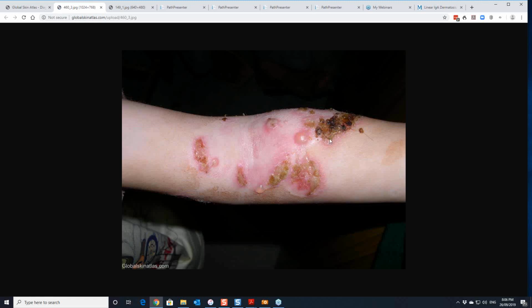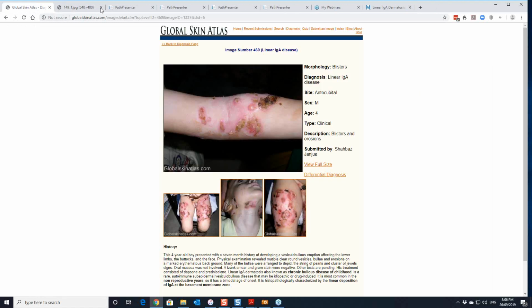Similar pattern here. Crusting, a bit of secondary infection there as well. Now, this was a 4-year-old boy, 7-month history of a vesicobullous eruption on the lower limbs, buttocks, and the face. Multiple clear round vesicles, bullous erosions, marked erythematous background, and a string of pearls, cluster of jewels sign.